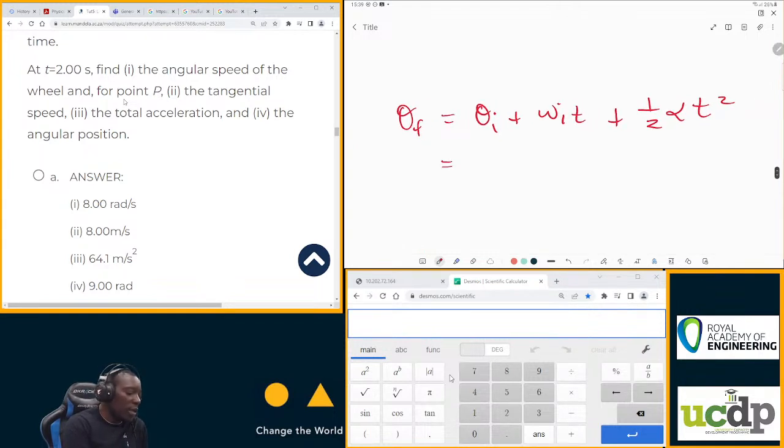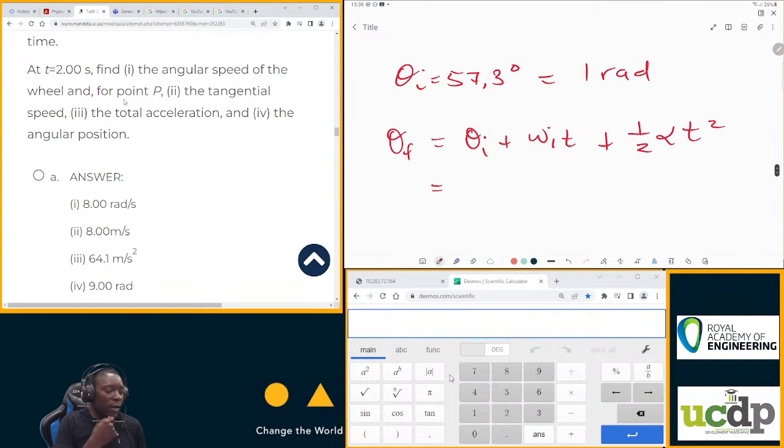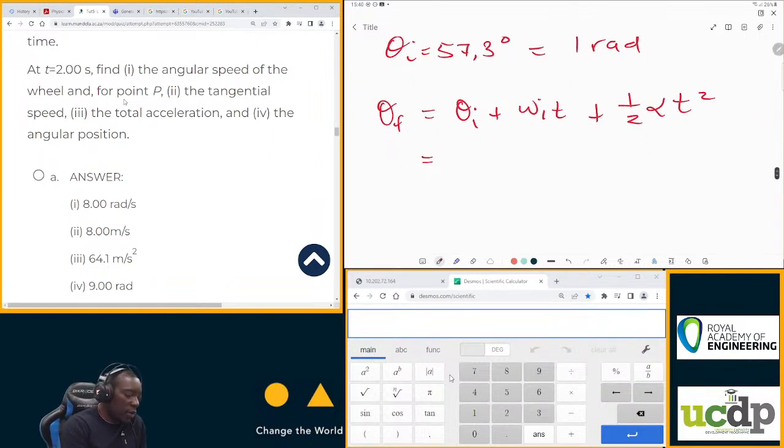So theta initial was 57.3 degrees, which is equivalent to 1 radian. Remember, these equations are given in radians. The unit we use here is the radian. So we have 1 radian for 57.3 degrees. How do you convert theta in degrees to radians?